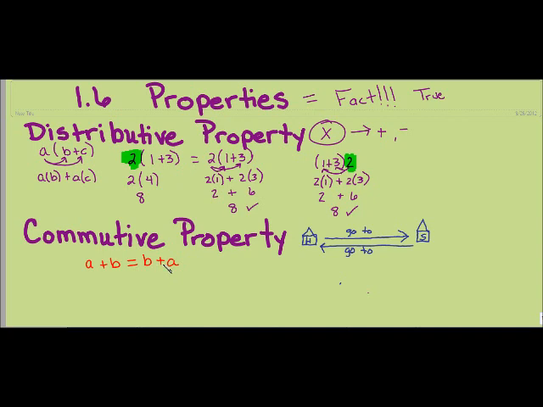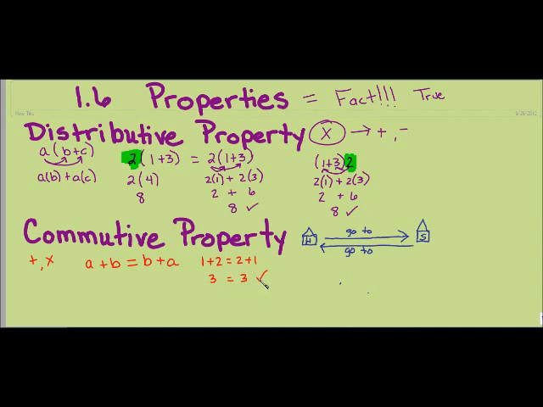I'm using addition. Not changing anything. I'm just switching the direction I'm going in. I go from A to B and B to A. What that's saying, and this works for addition and multiplication, is I can have 1 plus 2 give me the same answer as 2 plus 1. All I did was switch it, because 1 plus 2 is 3 and 2 plus 1 is 3.